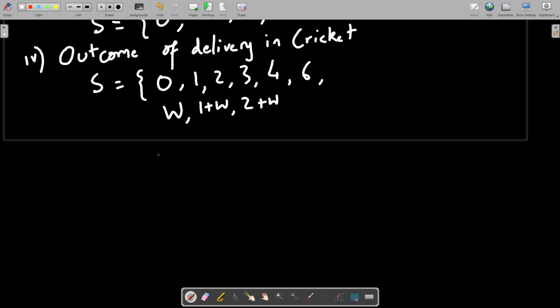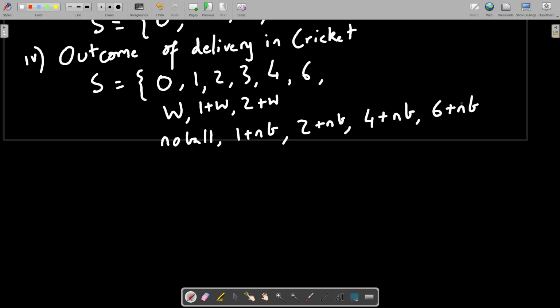Then other things are now no balls. Can you score runs on a no ball? Yes. So it will be 1 plus no ball. We can get 2 plus no ball. Then you can also have 4 plus no ball. 3 I doubt will happen. Yeah, 6 plus no ball is also possible. A dead ball is like a cancelled delivery, so you won't count that.